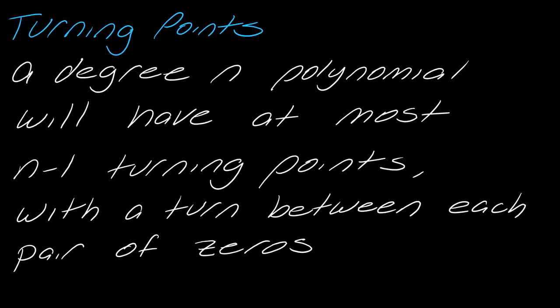Okay, so first of all, turning points. A degree n polynomial will have at most n minus 1 turning points with a turn between each pair of zeros. So we've seen this. Between each pair of zeros, so if I have a graph, here's a 0, here's a 0, somewhere between there I expect a turn. Okay, that's what this is getting at. This could turn in a couple different ways, but you'll expect a turn in between the points.